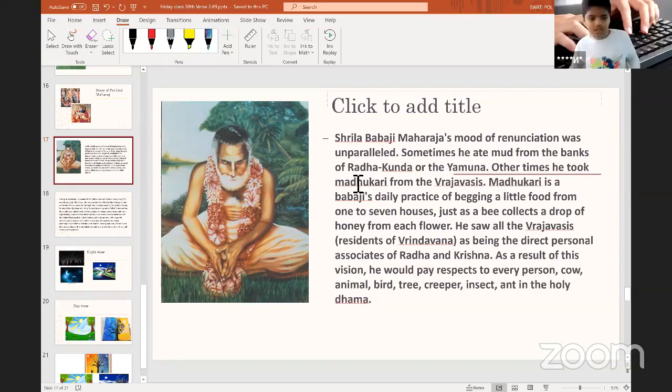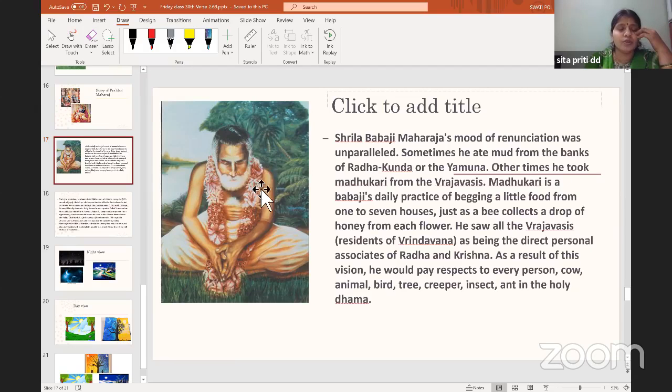Thank you, Mataji. So see how it is for a renowned person, for a person who is spiritually elevated. They are not using their senses for themselves. They are using them only for the Lord. Babaji Maharaj did not say, oh, I want this opulent food, I want this opulent house. He was so renounced that he did not even care about what he was eating. He ate mud from the banks of Radha Kunda because that reminded him of his Radha and Krishna.